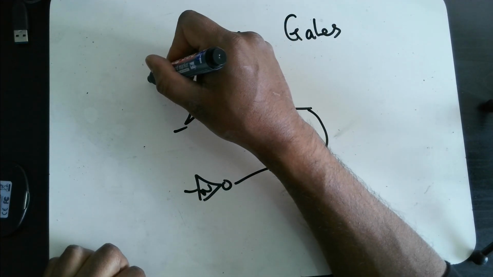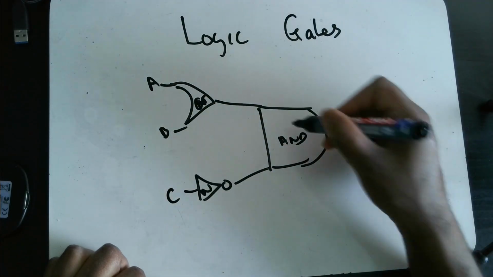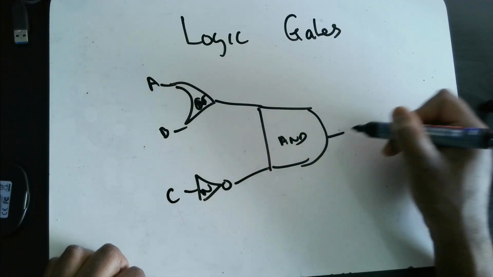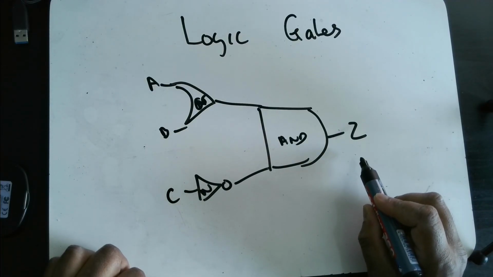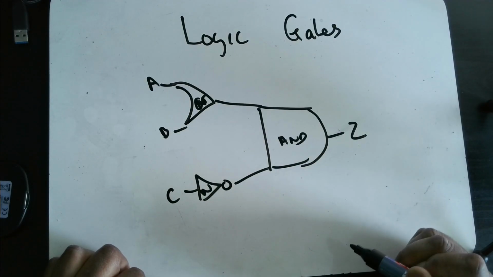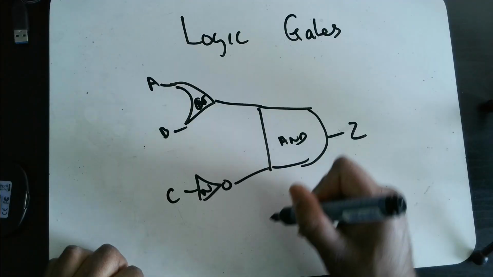An OR gate has two inputs, A, B, and a NOT gate has one input, C. And they both join into the AND gate here, and the output is Z. So Z output. And how do you write this as a Boolean expression?